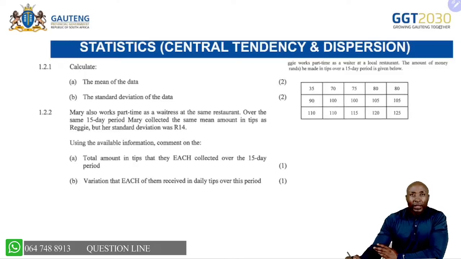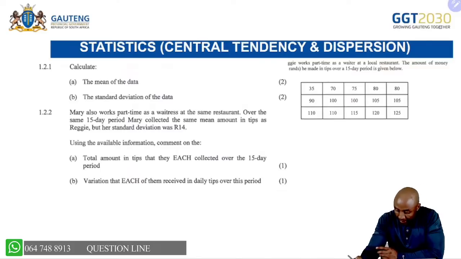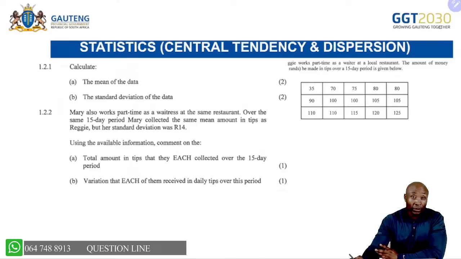Now, just as a quick one, so that we relax a bit, we are going to look at that question where we are looking at more concepts on our statistics. We are given that Maggie works part-time as a waiter at a local restaurant. The amount of money in rands that she made in tips over 15-day periods is given below. You are able to see that day 1, 35 rand, day 2, 70 rand, and so on.